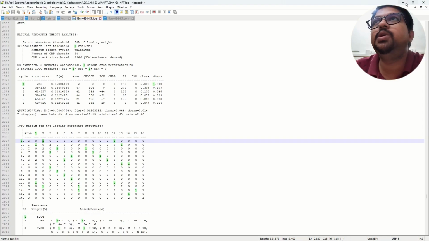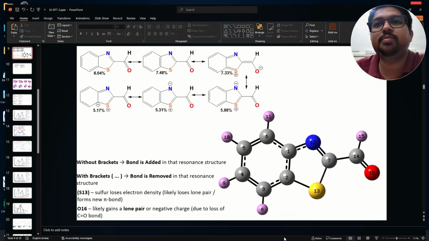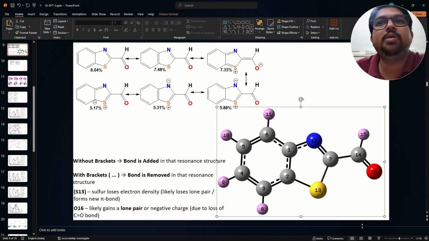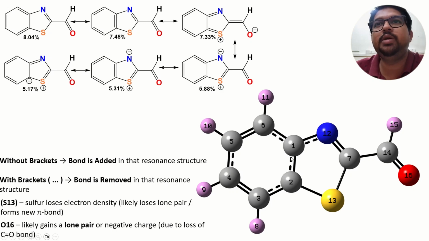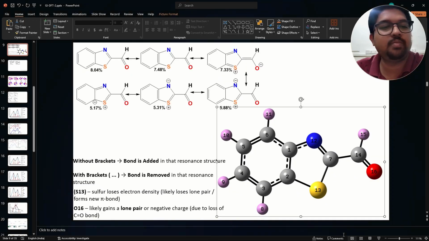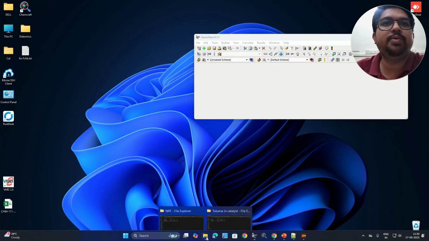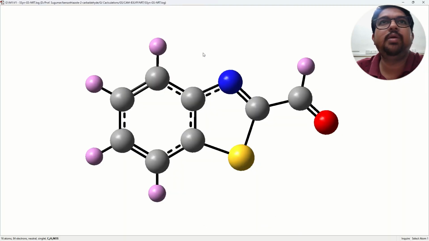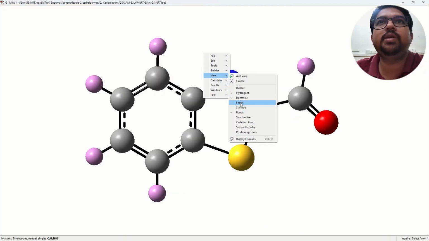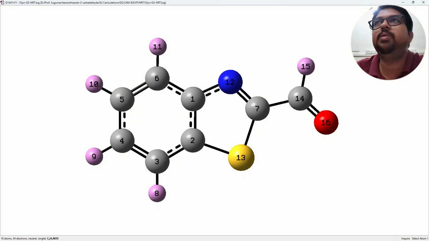So what we need to do is, okay, this is my molecule, the molecule that we are looking for. There I have shown you atom number 1 and atom number 2. I have done the labeling for this molecule. How you can do this is so simple. In GaussView, you can open your molecule, go to the views, and label it. You can see this labeling, right?